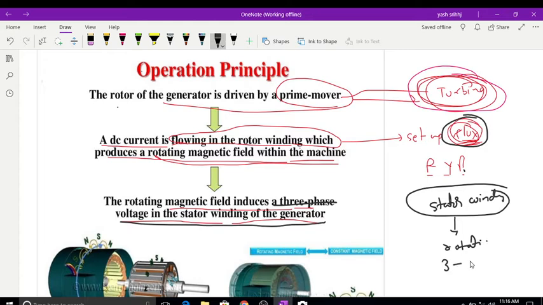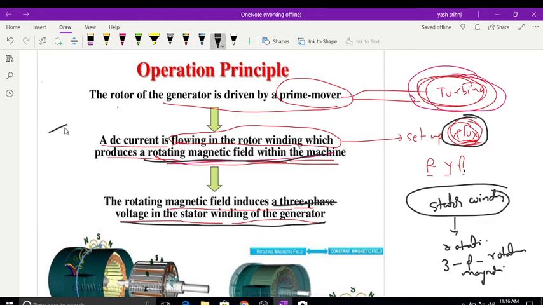So whatever the three phase generating, or if we are giving the three phase to the motor, then definitely a three phase rotating magnetic field will be induced. So if you cut the three phase stator winding, it will produce the rotating magnetic field. This rotating magnetic field will be induced.